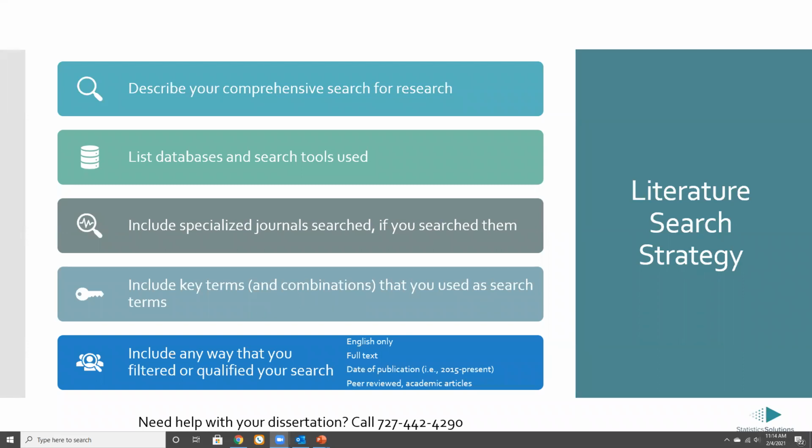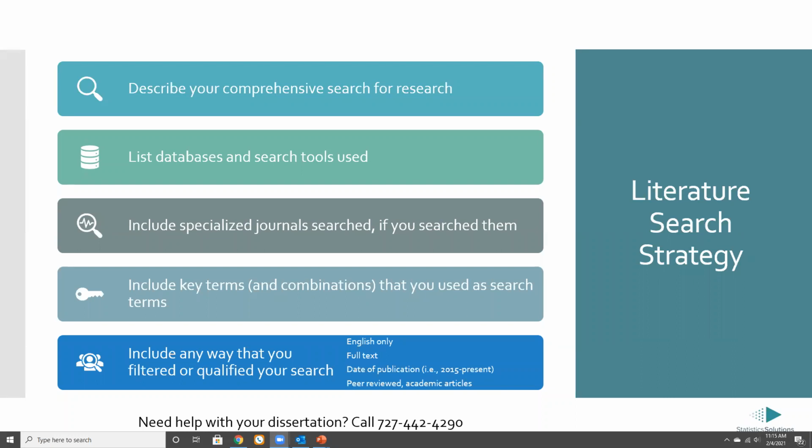The date of publication is typically important. Again, check your school's guidelines. Some schools want the material to be recent, within 5 years of when you're going to publish or finish your dissertation. Some schools it's 5 to 7 years. Some schools it's 10 years. Some schools have no stipulations. The date doesn't seem to matter.